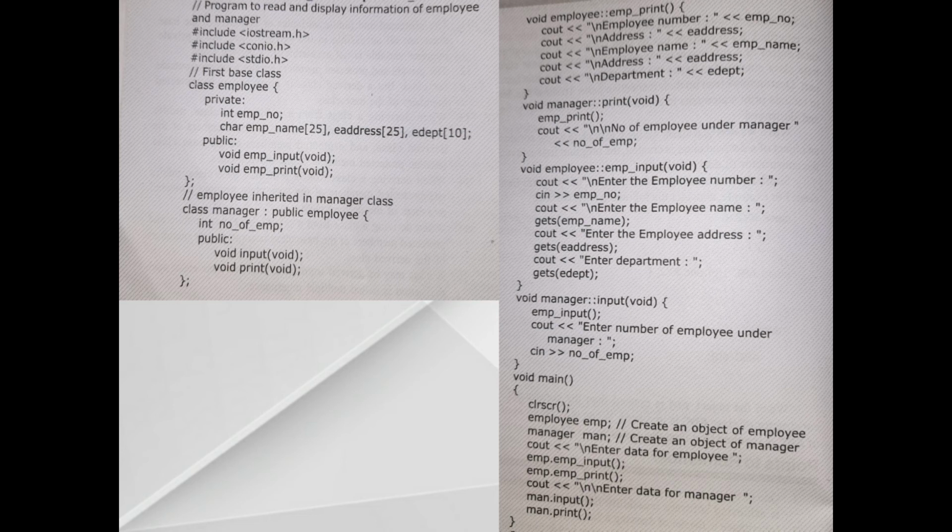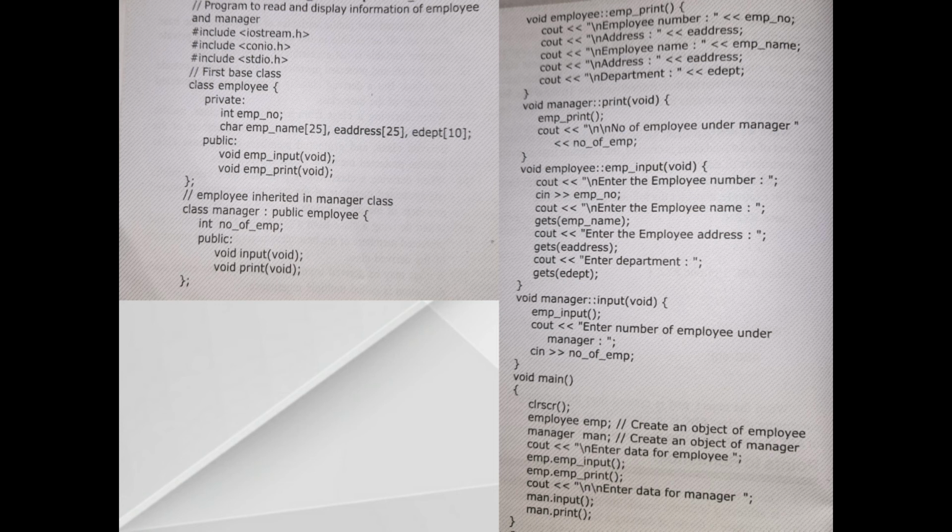The compiler temporarily goes out of the main function in search of this particular function name, and it finds the called function, that is void manager print. In that function body you have another calling function, emp_print. Again this function body is executed: enter the employee number, enter employee name, address, department. Then it executes the rest of the function body, that is cout number of employees under manager.